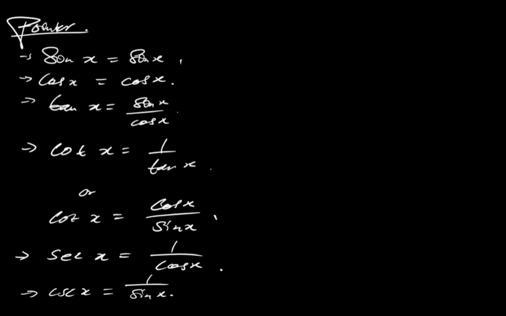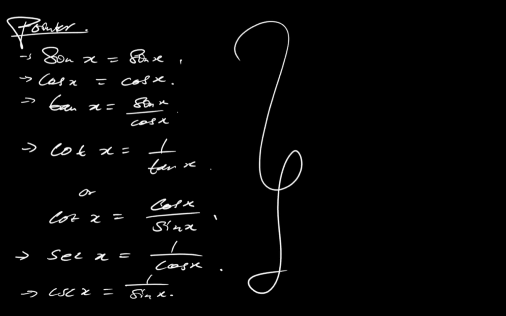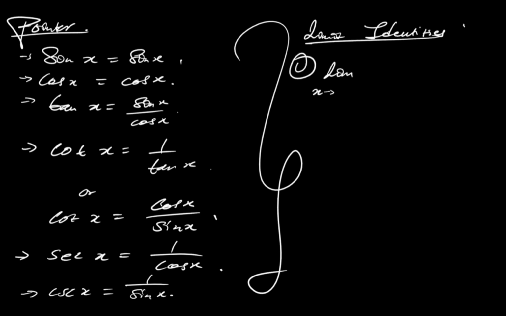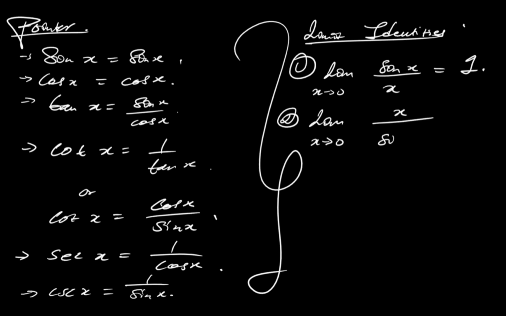Now, the other thing you're supposed to know is these limit identities for algebraic manipulation. The first one is this: the limit as x approaches 0 of sine x over x is equivalent to 1 always. And the limit as x approaches 0 of x over sine x is also equal to 1.